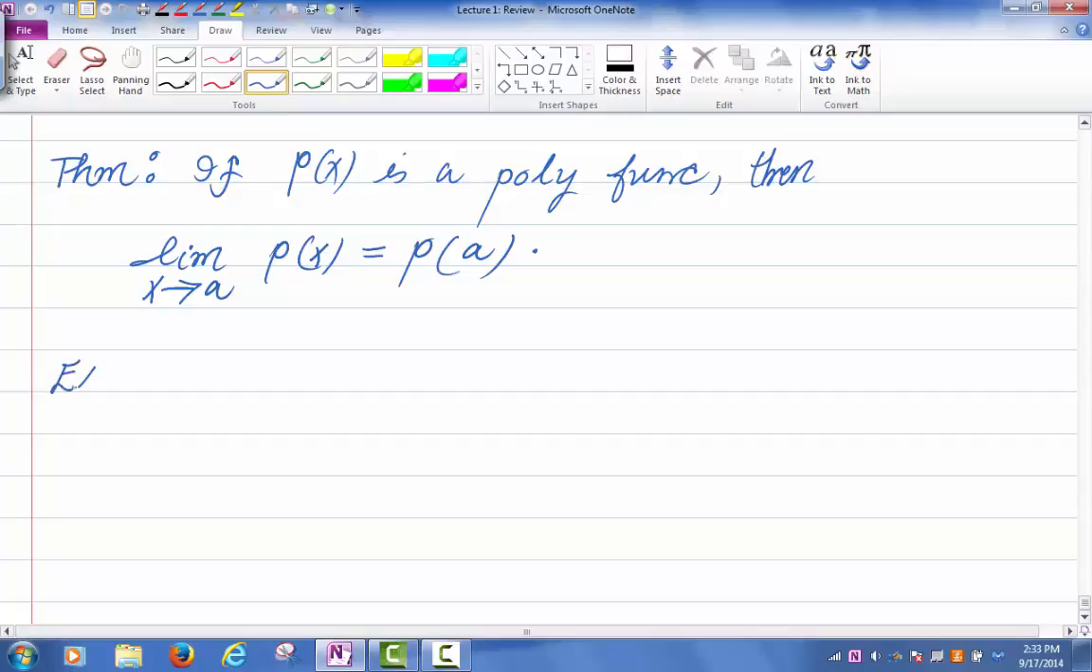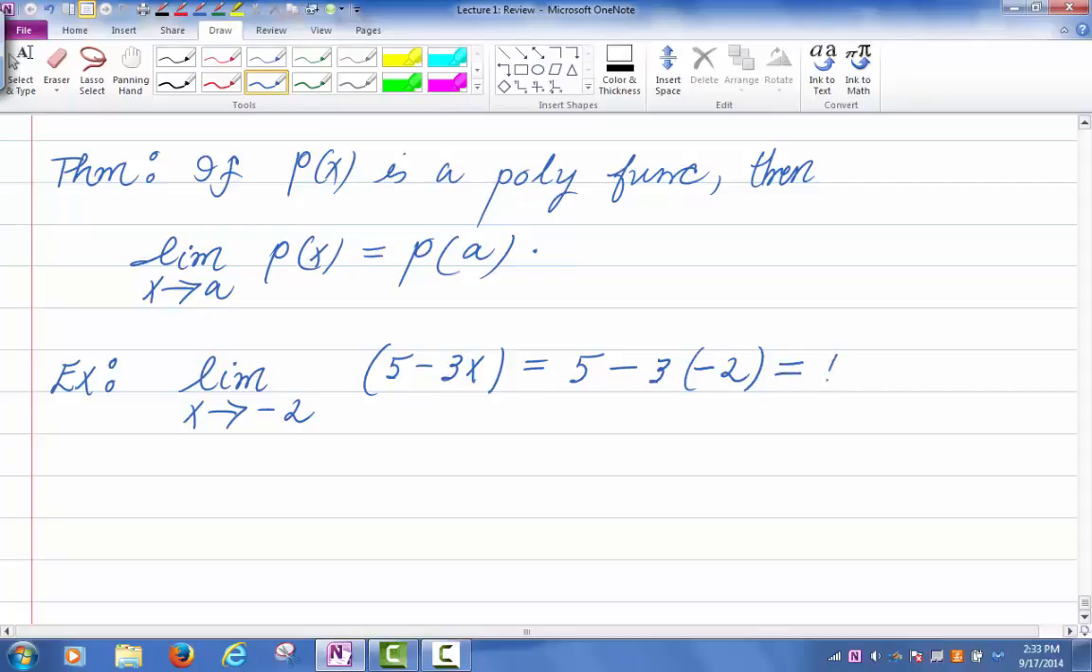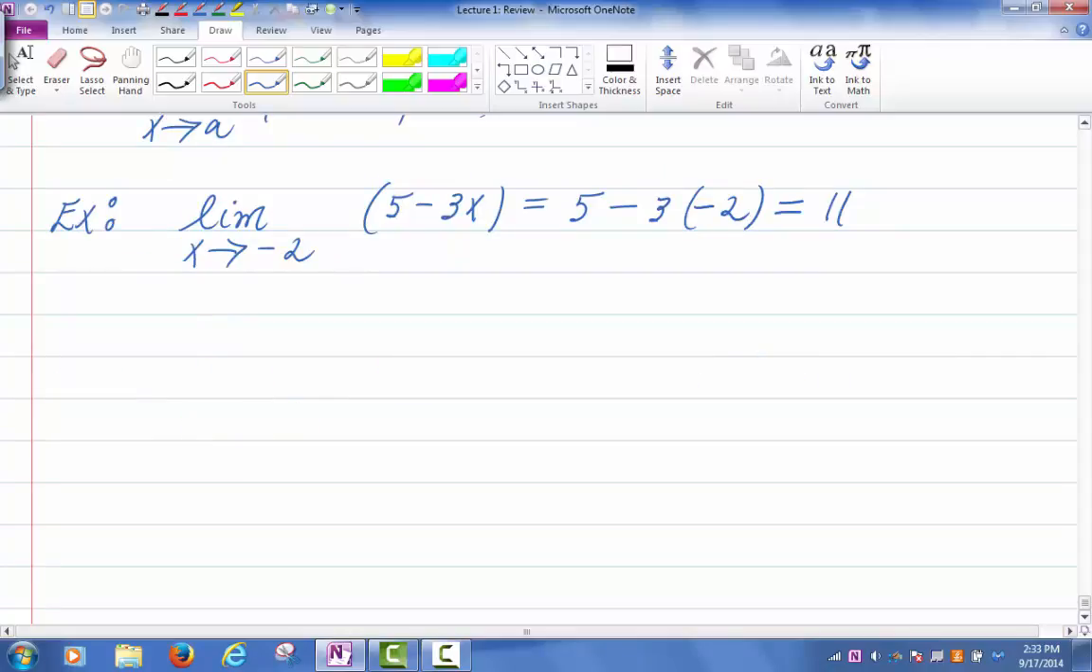An example, again, if I take the limit as x goes to negative 2 of 5 minus 3x, what is that equal to? Well, all I have to do is, it's a polynomial. By the theorem, I know that all I have to do is plug in negative 2 for x. If I do that, I get what? 11, right? Okay, now, so that's for polynomial functions.